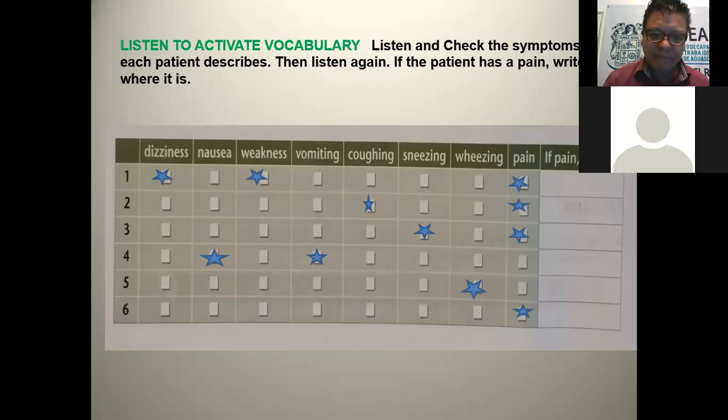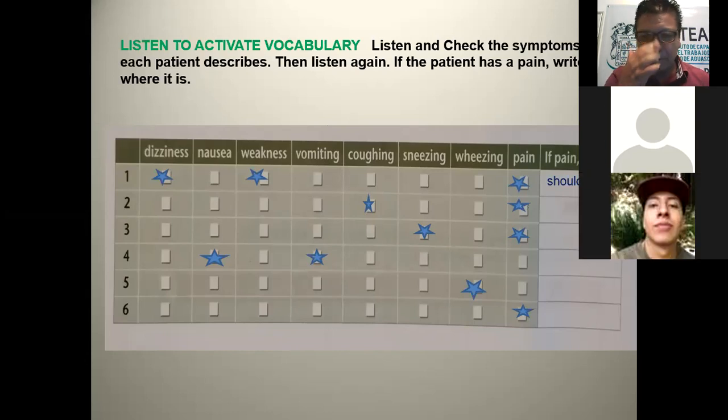Maybe shoulder. In shoulder. Very good. And what about the next one, number 2? Where does he or she have the pain or the symptoms? In his back neck. In back neck. In the back of neck.